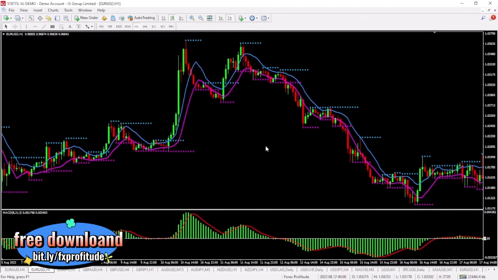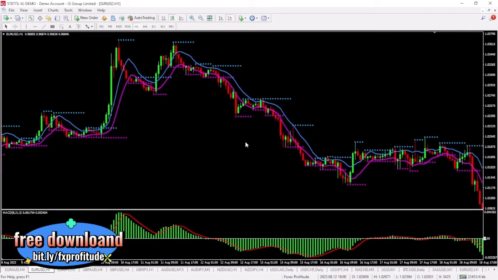What these moving averages are going to do for us is give us the ideal position to place our initial stop loss, and they are going to give us a method that we can trail our stop loss to reduce the risk on our trades very, very quickly.